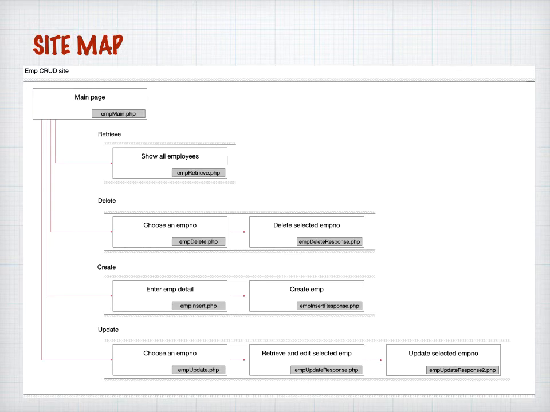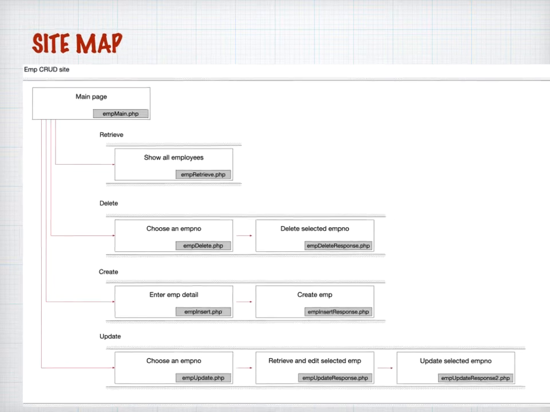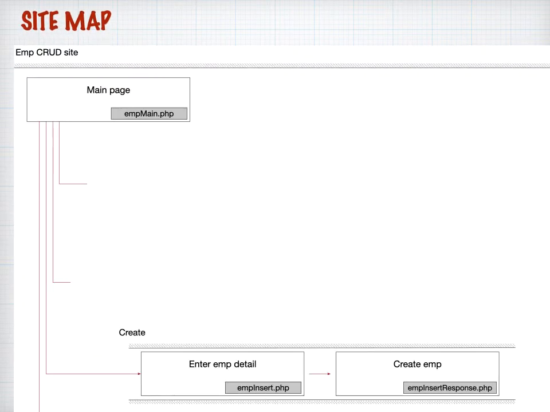Now on our particular implementation of CRUD, we've got these 4 pathways. Each of these pathways represents one of the different CRUD operations. So we've done retrieve and delete. Let's have a look at create. And in this design, what we'll have is emp main, and that's our main page, and that's got a link. And when you click on that link, that's going to carry you through to these 2 pages.